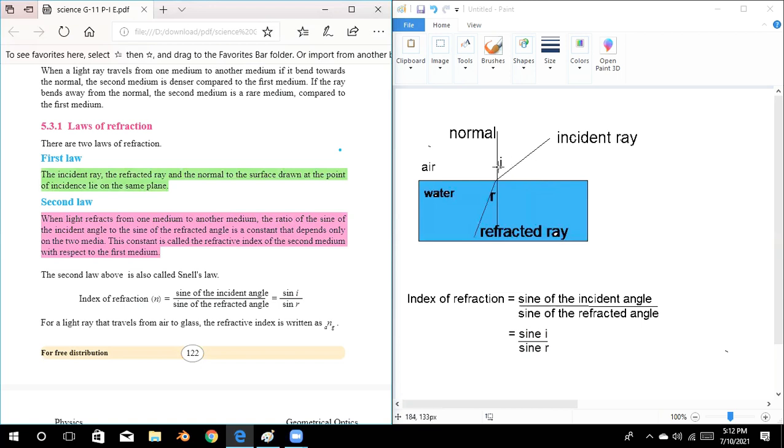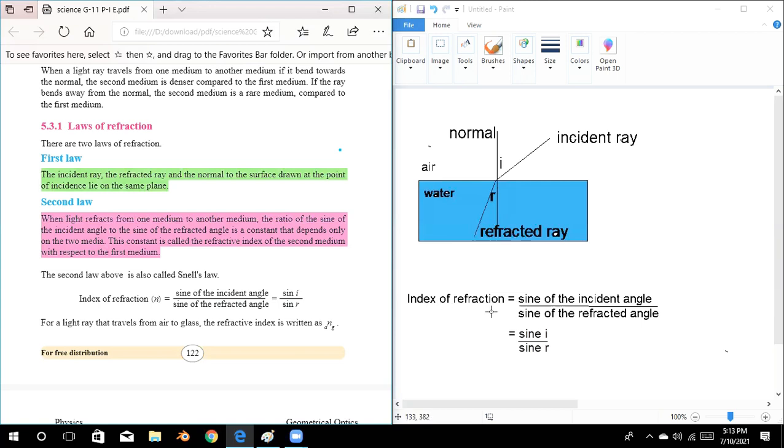Then, you know this angle. What is this angle? The angle of incidence. This I is the angle of incidence, and R is the angle of refraction, right?